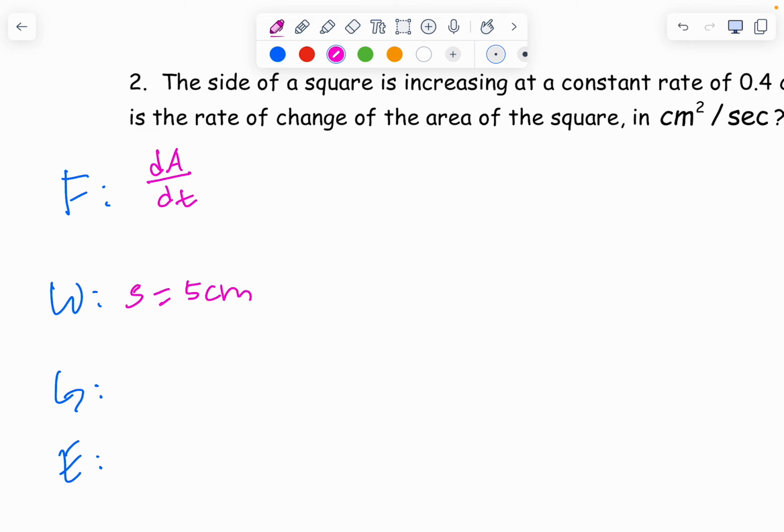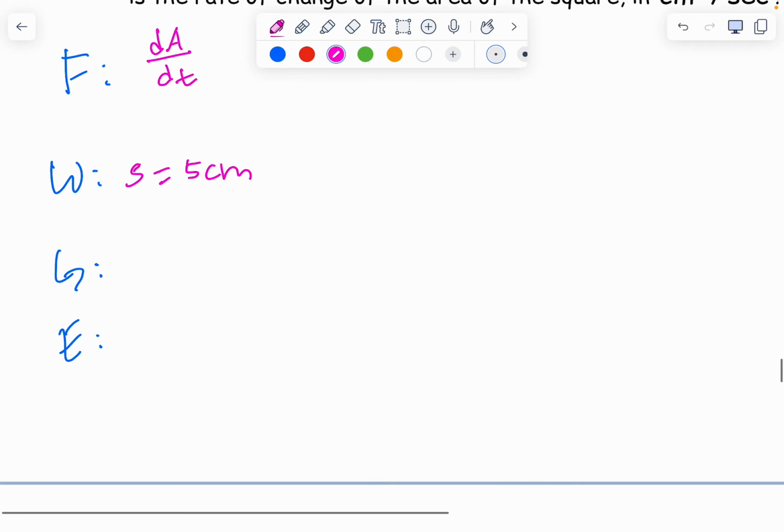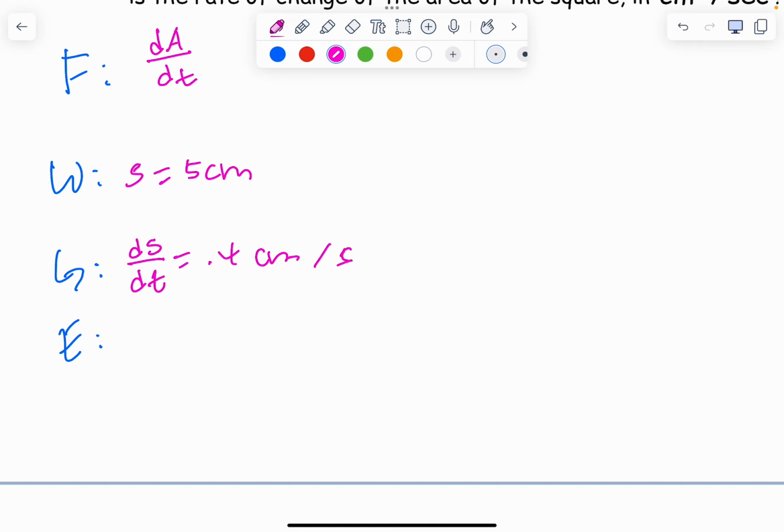What was the given rate? 0.4. So the given rate is the changing of the side, correct? So it's d what over dt? ds over dt. And that was our 0.4 centimeters per second. Again, look at our units. My side measure is represented by centimeters, correct? Okay? I'm going to go ahead and alter this. I want you to write out 0.4 can be represented as 4 over what? 4 over 10.